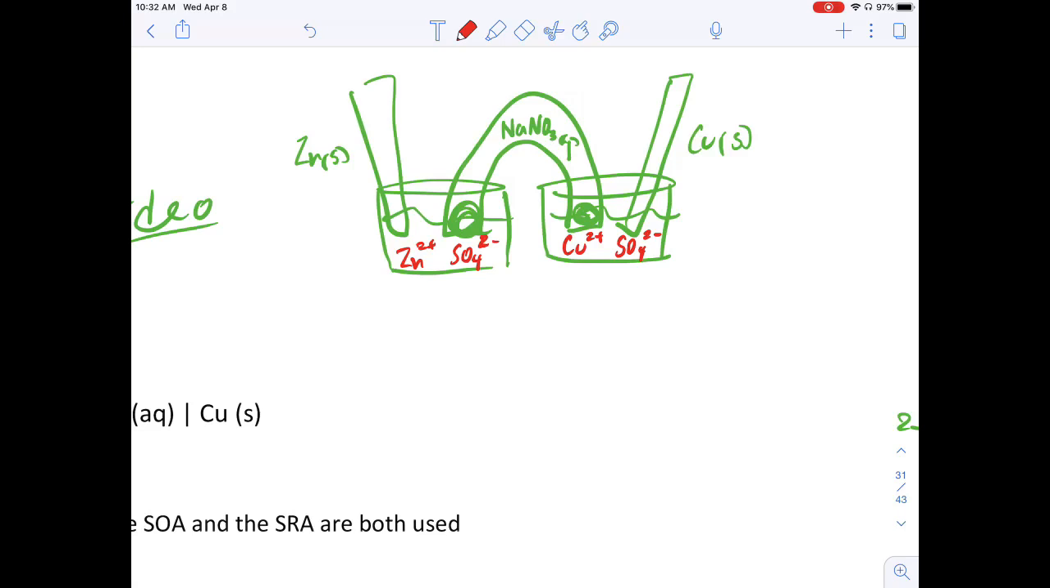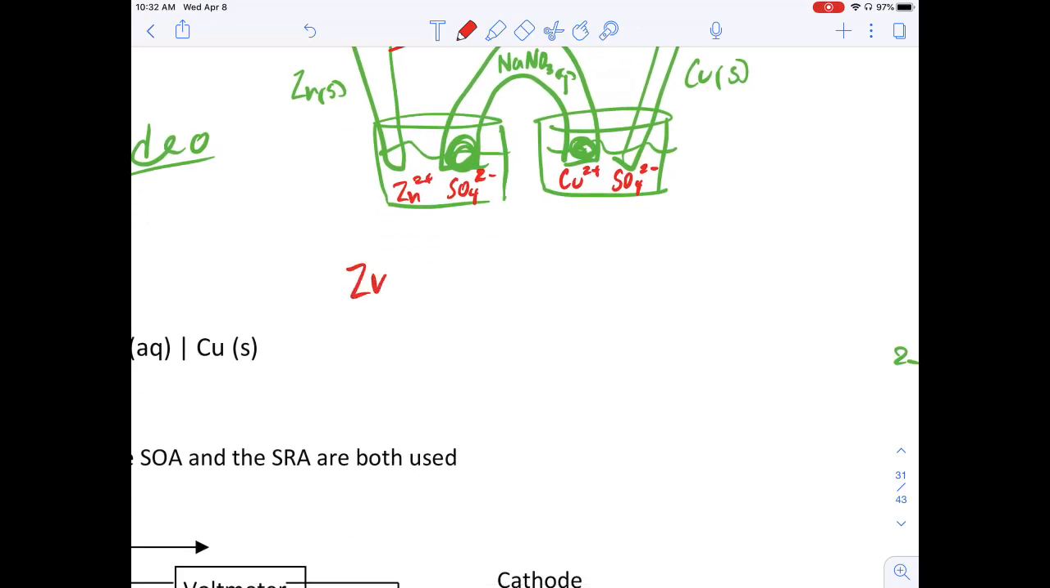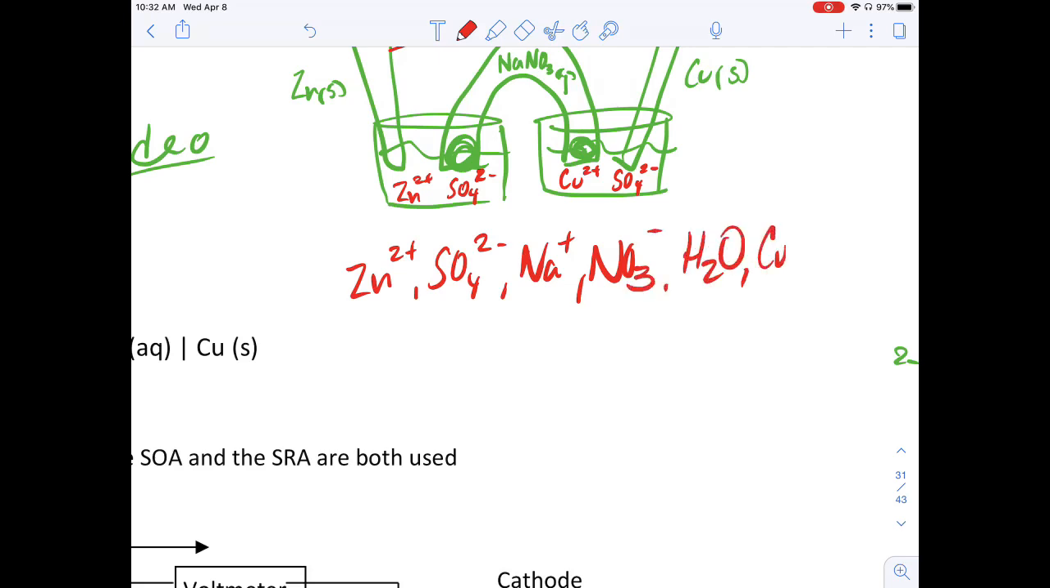Might be zinc nitrate, I don't remember exactly right now. I have my external circuit that goes here, and I'm going to have my entities. So I'm going to have zinc ions, sulfate ions, and I have sodium ions, nitrate ions, and I have water, and I have copper 2, and I have copper solid.